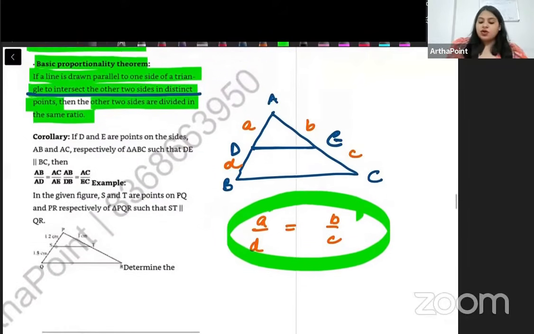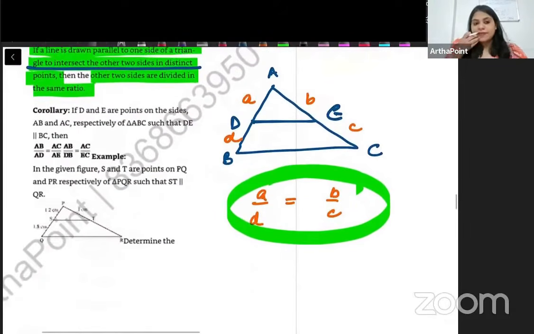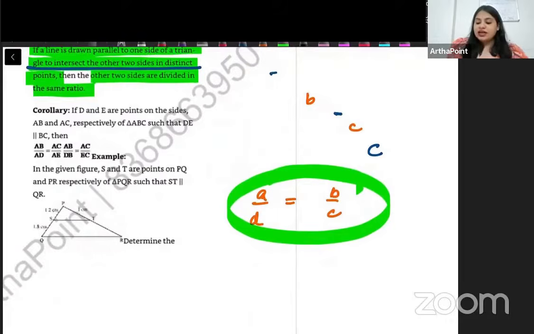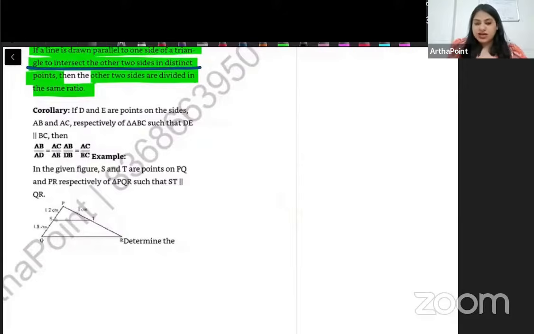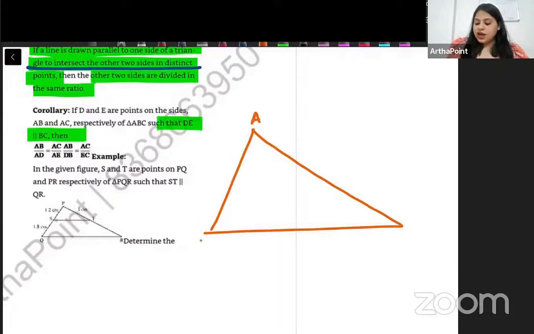We also have a corollary that we must be satisfying. If D and E are points on the sides AB and AC respectively of triangle ABC, such that the ratio is the same, then DE is parallel to BC. What does this mean, beta? It means if I give you a triangle A, B and C, and I tell you, look, this ratio is the same. This is 4, this is 12.